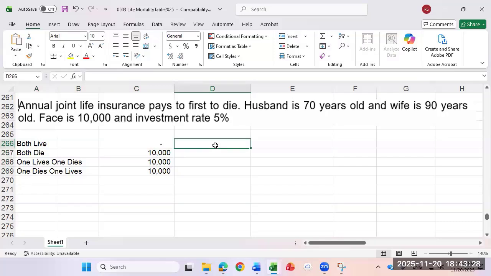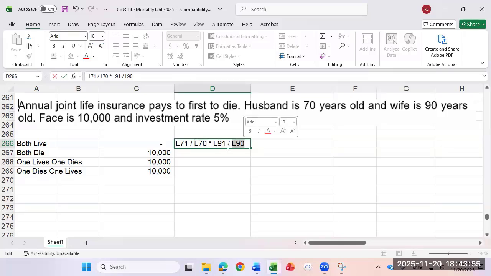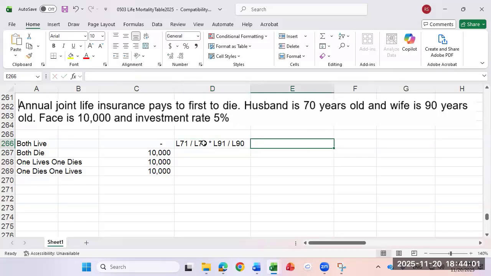So the probability of living, remember, is L71 divided by L70 for the first person times L91 divided by L90 for the second person. The people alive at age 71 divided by the people alive at age 70, that's the probability the 70-year-old lives. Everybody agree with that? That seems pretty logical, doesn't it? The people alive at 91 divided by the people alive at 90, that's the probability of the 90-year-old living. We multiply those by each other. This is the joint probability as long as their 2 lives aren't correlated in some way. We're ignoring correlation between the lives just to keep the product simple.